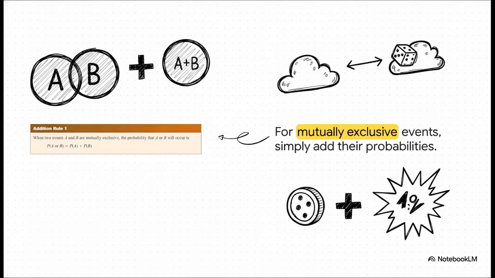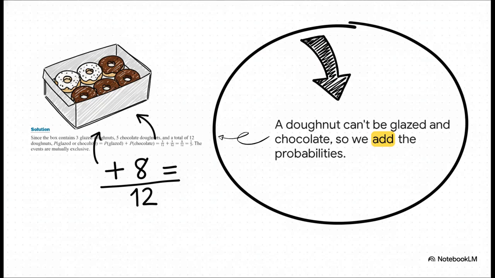To find the probability of one or the other, you just add their individual probabilities together. That's it. And this donut example is perfect. You're picking one donut. It can be glazed or it can be chocolate. But in this case, it can't be both. They're mutually exclusive. So we just take the probability of grabbing a glazed, that's 3 out of 12, and add it to the probability of grabbing a chocolate, 5 out of 12. Add them up, and you get 8 out of 12.